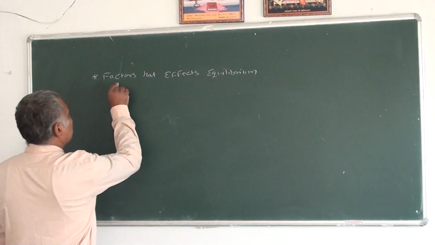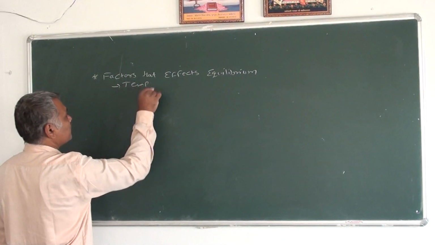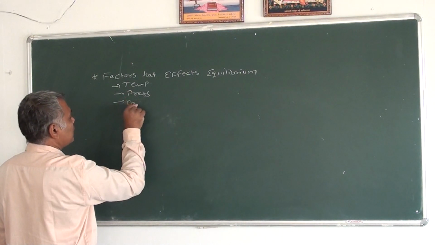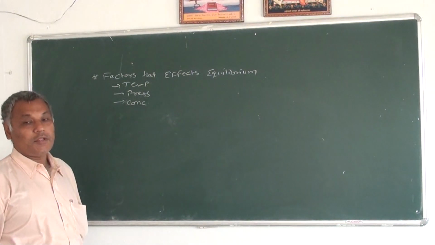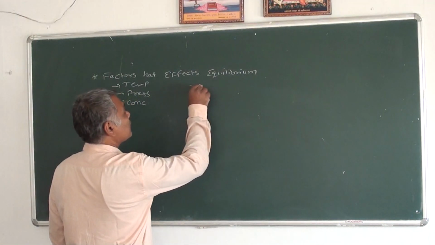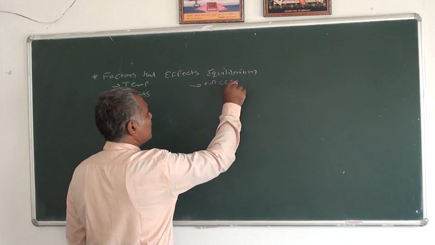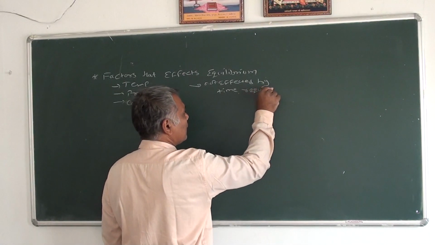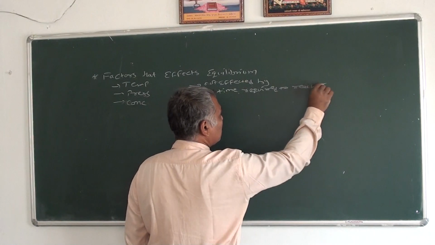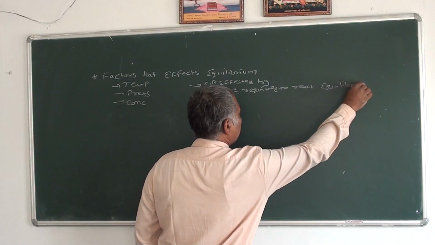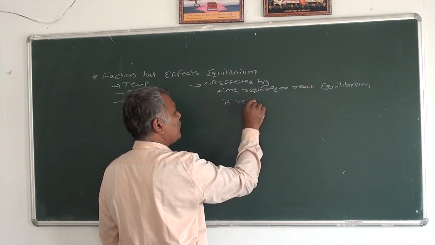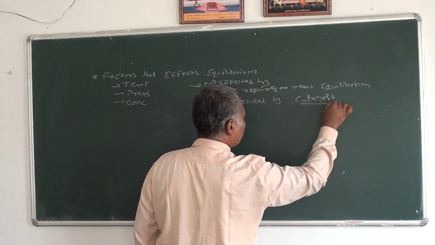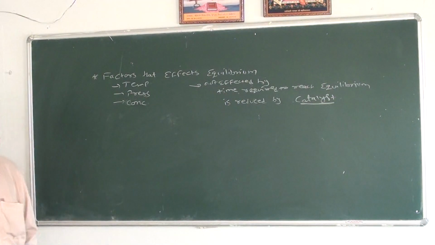Now, which are those factors? The factors are temperature, pressure, concentration. They affect the equilibrium. At the same time, equilibrium is not affected, but the time required to reach equilibrium is reduced by a catalyst. Right?